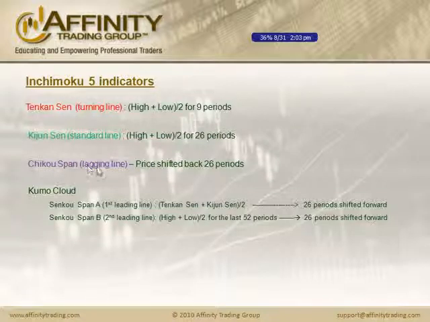The Chikou span, believe it or not, is the current closing price shifted back 26 periods. It's called the lagging line. And we'll talk more about these indicators once we get to a chart, and they'll be very clear once we get there.